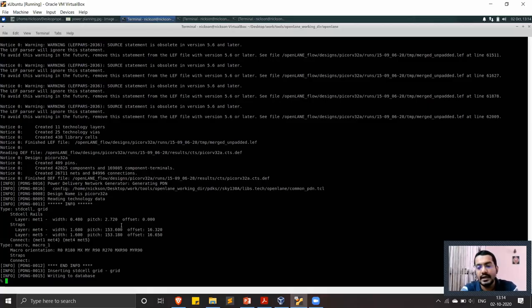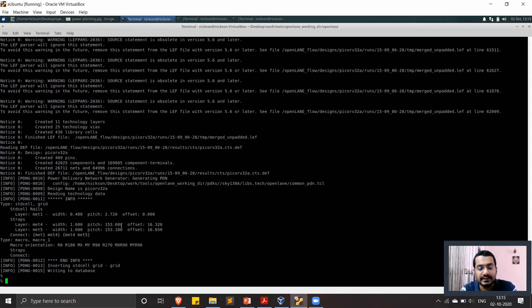So now, if you look at the overview, we have completed the design setup by using the prep command. We have run the floor plan by using the run floor plan command. We have done the placement of the standard cells using the run placement command. Then we did clock tree synthesis using the run CTS command, a proc. Then we generated the power distribution network. Now the only thing that remains is routing.